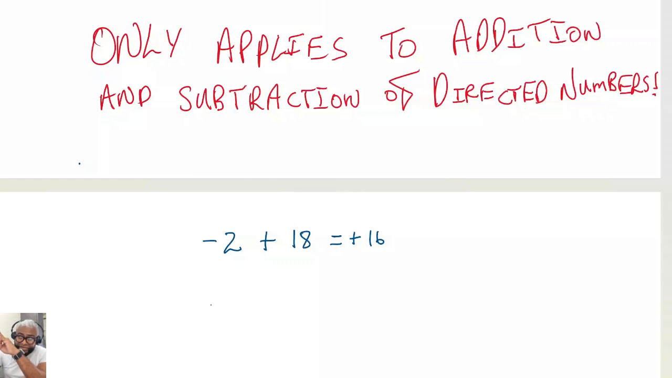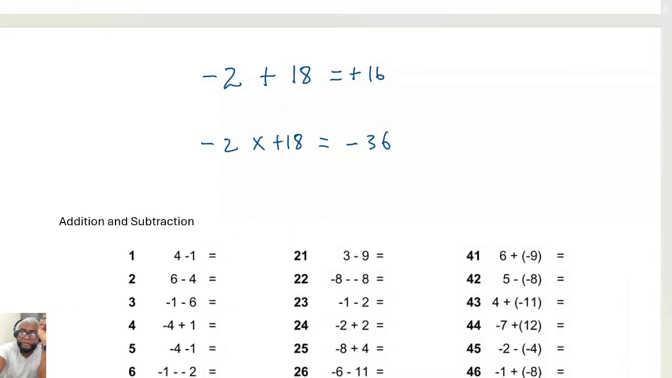So when you're multiplying, if this was -2 multiplied by positive 18, don't come and tell me, sir, I keep the sign in front of the larger number. Because you have a law for multiplication and division. The answer for this will actually be -36 if I had to multiply. Is everybody clear here? Yes, sir. Carrington, you good here? Yes, sir.